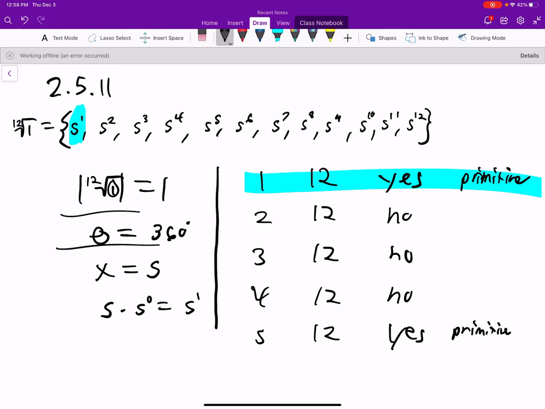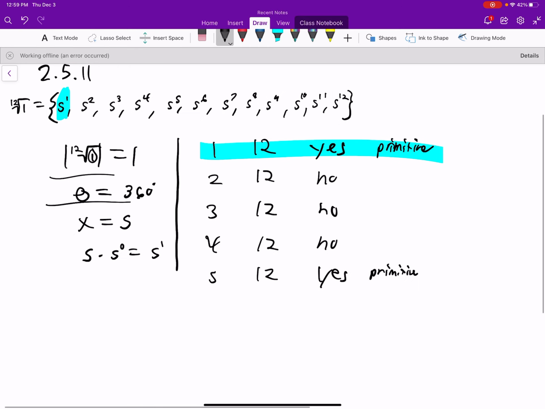And also when we go around that circle using De Moivre's theorem, we'll find that we hit all elements. We hit all 12. And also the order is 12 as well. Hopefully that makes sense. So then let's look at 6 and 12. No. 7 and 12. Yes. So that means there's a primitive element there.